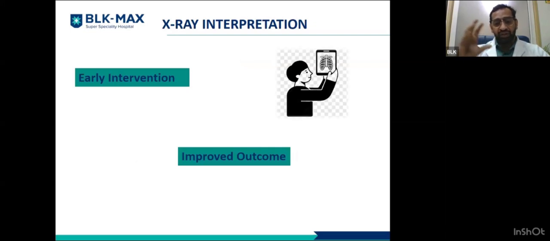If, just on the X-ray, you are able to make a diagnosis of pneumoperitoneum or intestinal obstruction, you can immediately advise surgery and proceed with the intervention. As a result, you can have a good outcome rather than waiting for further investigations or waiting for the child to deteriorate further. So by good reading, you can intervene early and that will give you good outcomes and good results.